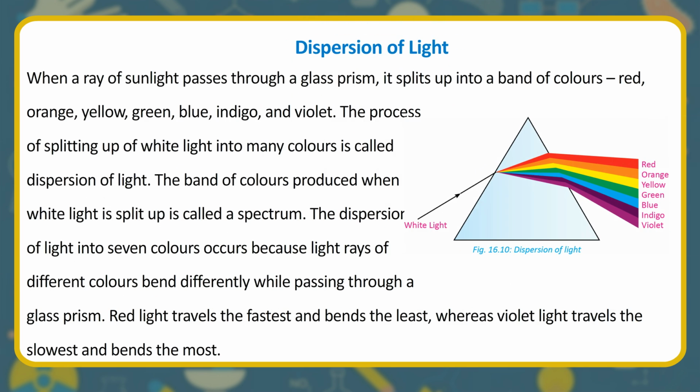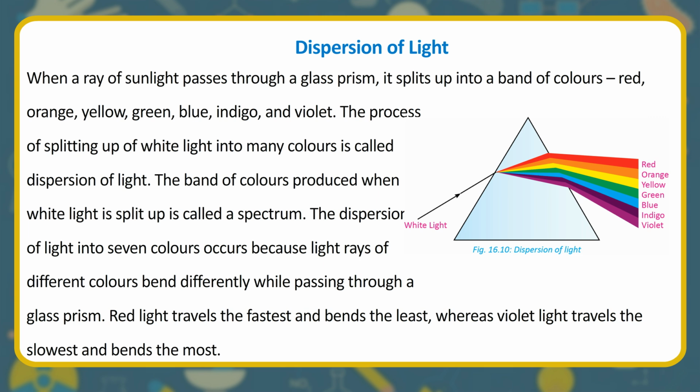Dispersion of light. When a ray of sunlight passes through a glass prism, it splits up into a band of colors: red, orange, yellow, green, blue, indigo, and violet. The process of splitting up of white light into many colors is called dispersion of light. The band of colors produced when white light is split up is called a spectrum.